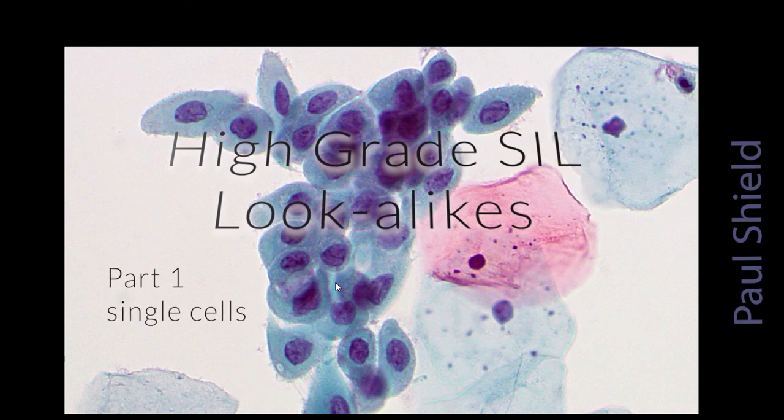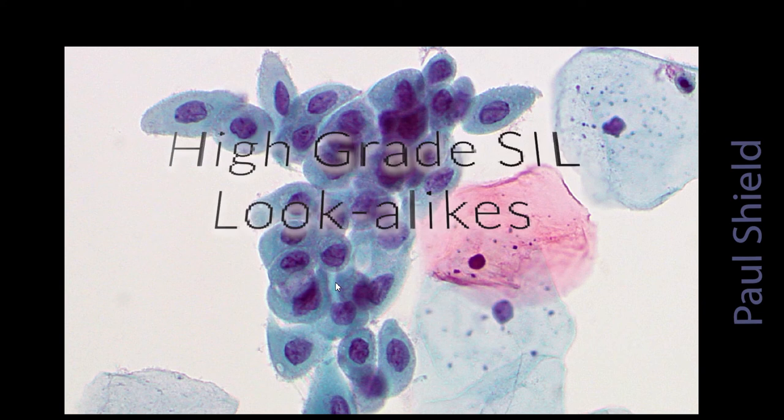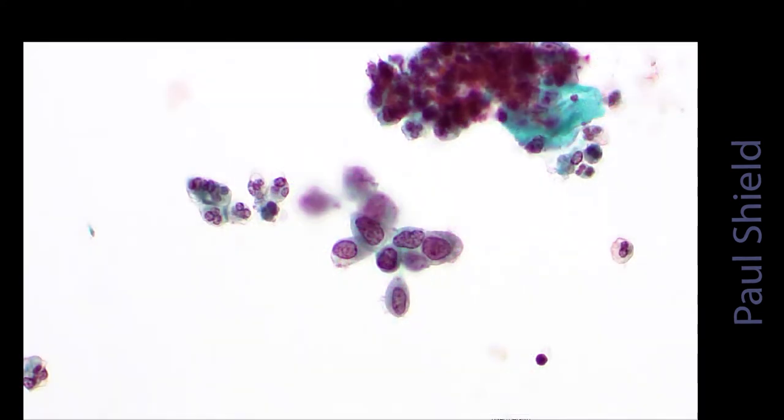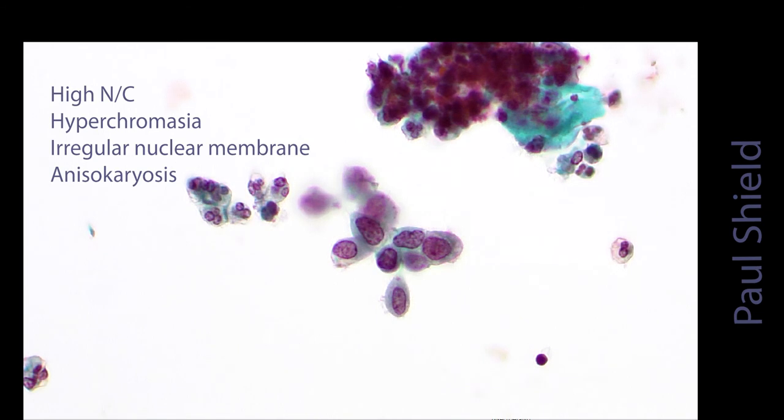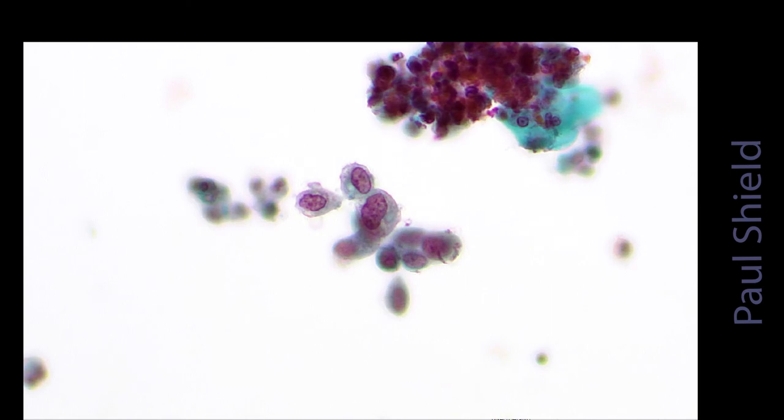Hi everyone, it's Paul. In this clip I want to look at lookalikes for high-grade HSIL, and in this part we're going to look at single cells that look like high-grade HSIL. Just reminding you what high-grade HSIL looks like: we have a high NC ratio, irregular outline to the nucleus, hyperchromasia, and a very high NC ratio.